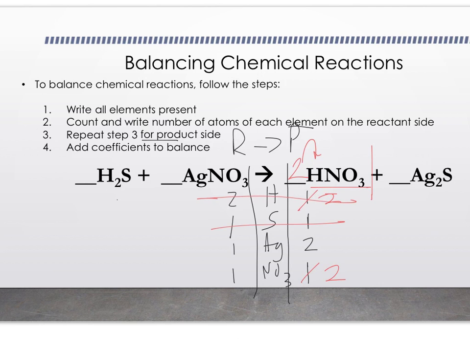My sulfurs are balanced, and I need to go back and rebalance my silvers and nitrates. And what I can do is put a 2 on the other side, and now this 2 multiplies through everything. So I have 2 silvers and 2 nitrates. So now everything is equal. So my coefficients of this reaction, if you don't write anything, it's an understood number 1. So my coefficients are a 1, 2, 2, 1 for this reaction.